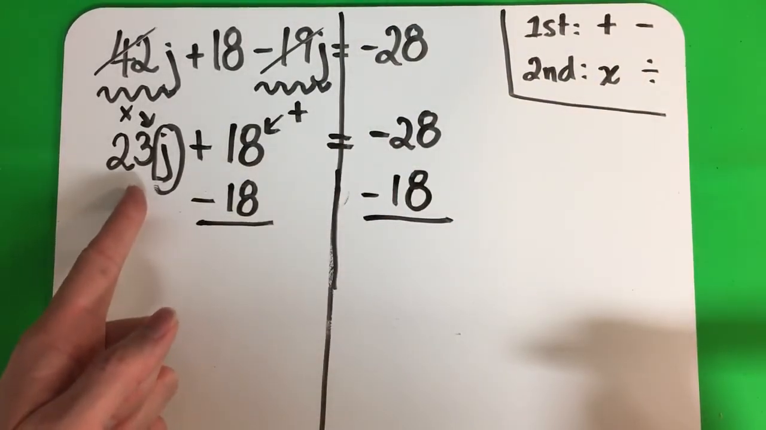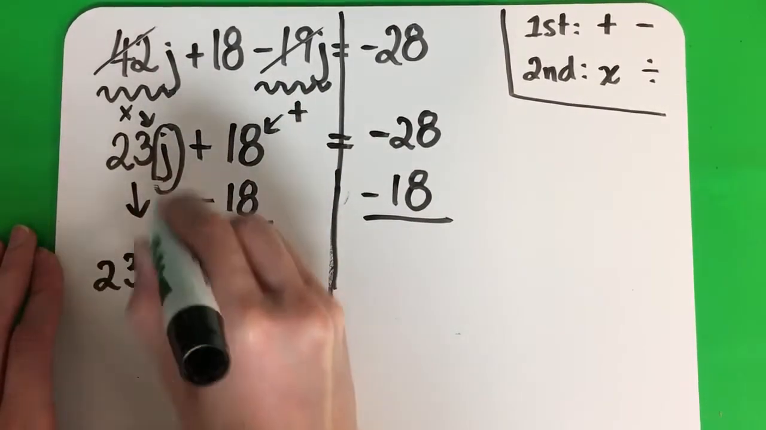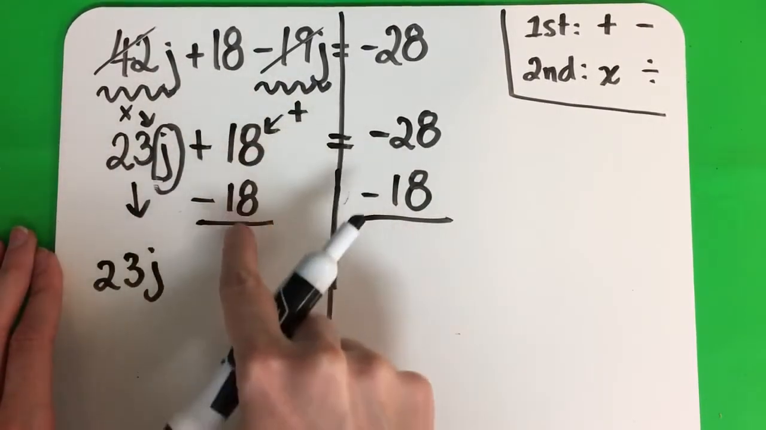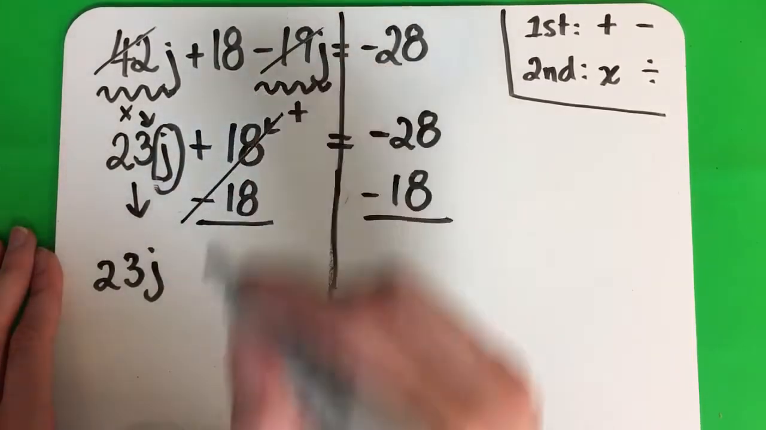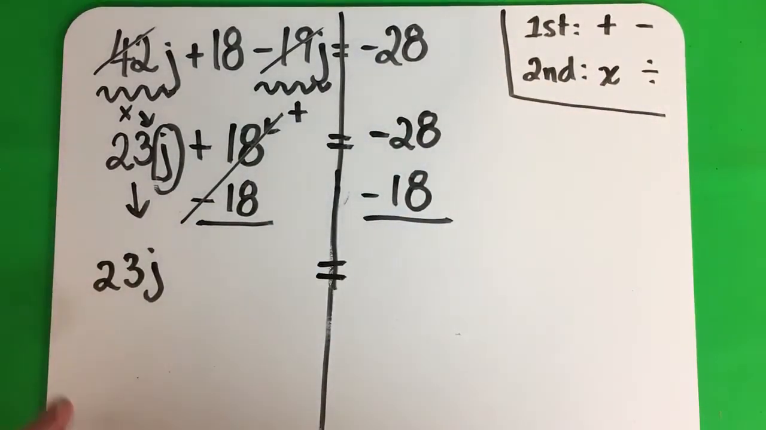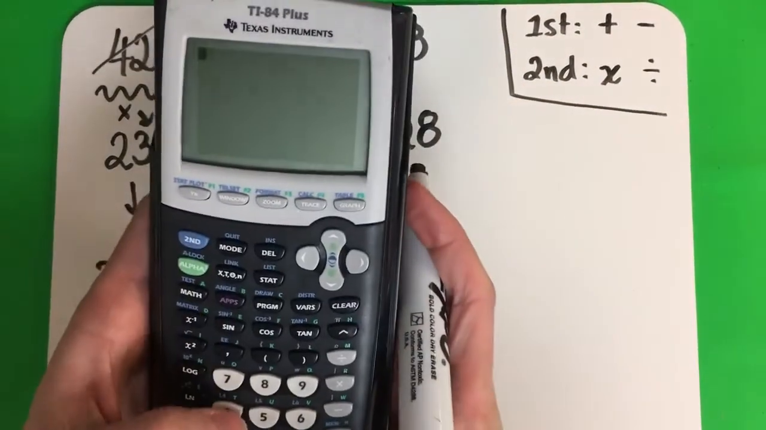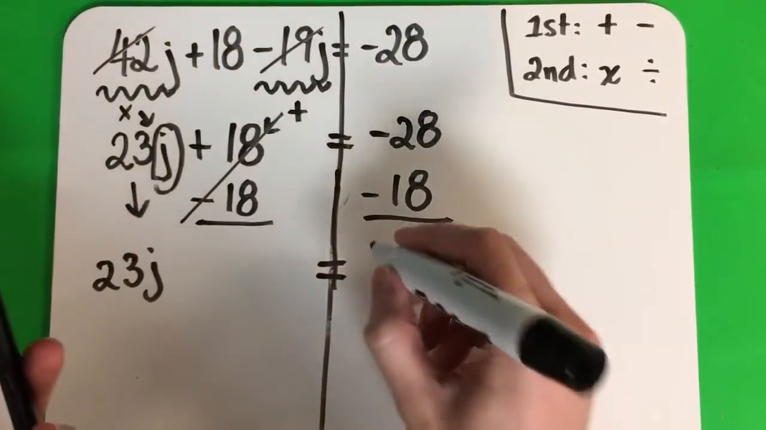Go back to the left side. Here there's nothing. No hay nada. Copy. 23J. Negative 18 minus 18 is 0. Cero. Cancel. Equals, in the calculator, negative 28 minus 18. Negative 46.